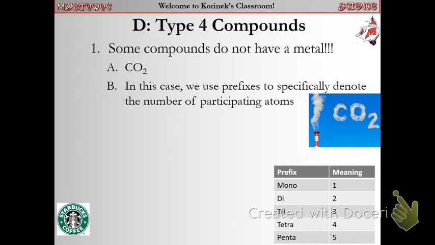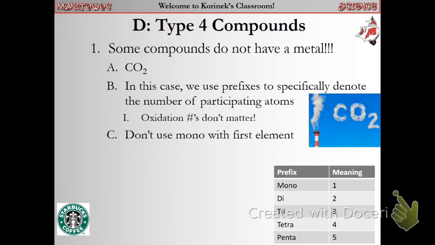If we're naming this, in this case we use prefixes specifically to denote the number of participating atoms. So a lot of you have been trying to use the prefixes di and tri and tetra when you're naming your compounds, and I've said, no, don't do that, we'll get there. Now is the time when we get there. Oxidation numbers really don't matter in the naming of these types of compounds. And we know the rules. We don't use mono with the first element, and we don't reduce the subscript.